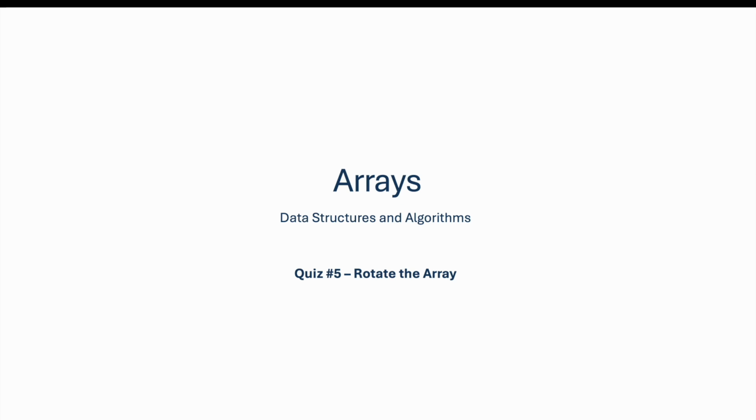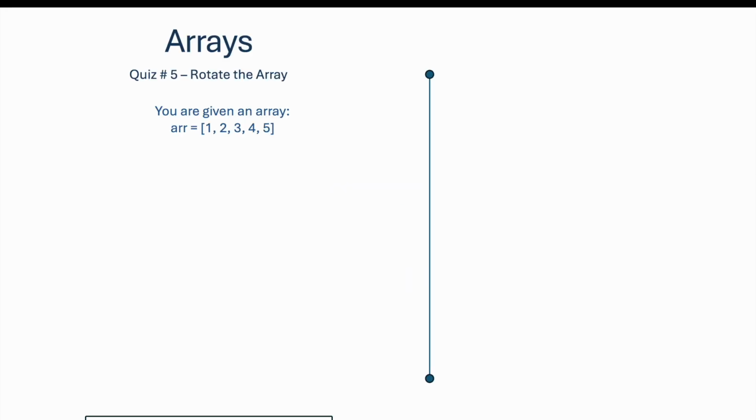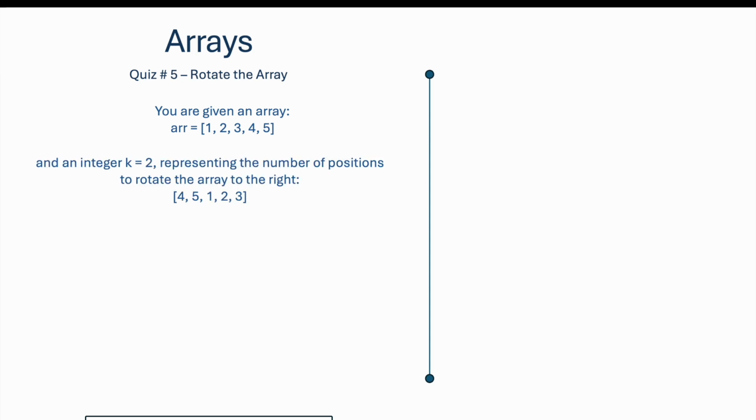Quiz 5. Rotate the array. You are given an array 1, 2, 3, 4, 5 and an integer k equals 2, representing the number of positions to rotate the array to the right. So after rotation, you can see that it becomes 4, 5, 1, 2, 3. So here we are rotating the array 2 times. First time the value 5 comes to index 0 and the second time value 4 comes to index 0, shifting the other elements. So what is the most efficient way to perform this rotation?